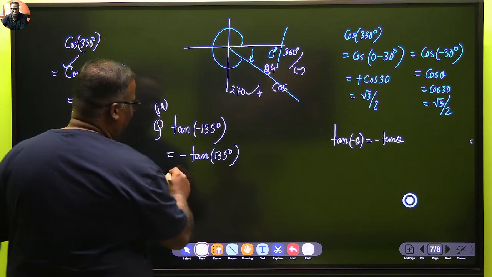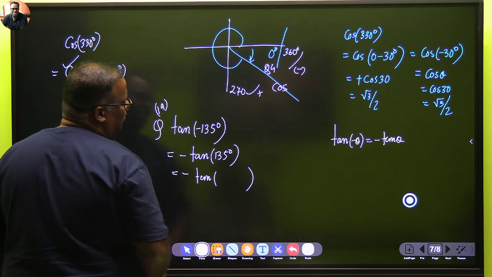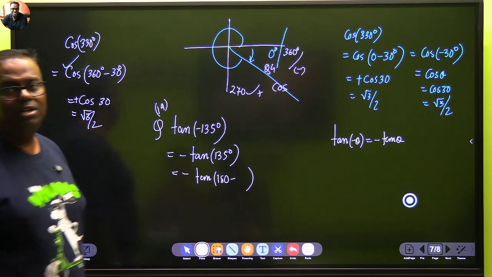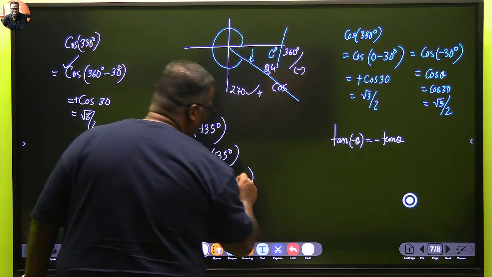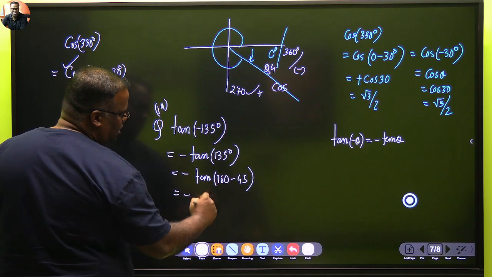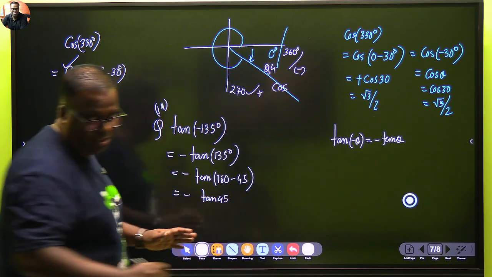बस अब और करना ही क्या है, माइनस रखो. अब tan 135 को कैसे लिख सकते हैं? 180 minus 45. अब और क्वाड्रेंट देखने की जरूरत नहीं है. तो नेगेटिव, it will become how much? tan 45. Wait, now wait, Kirtan, very interesting.